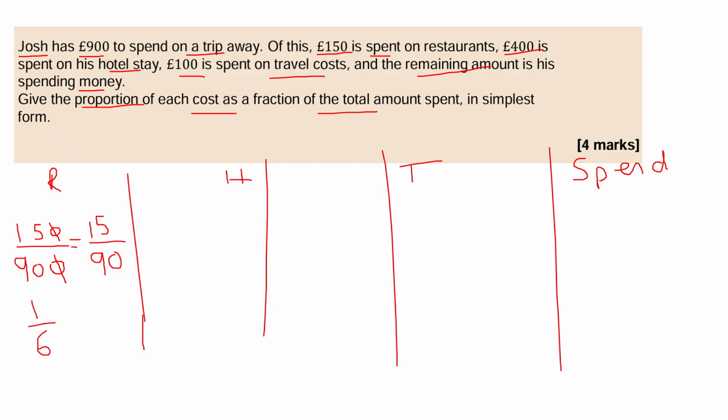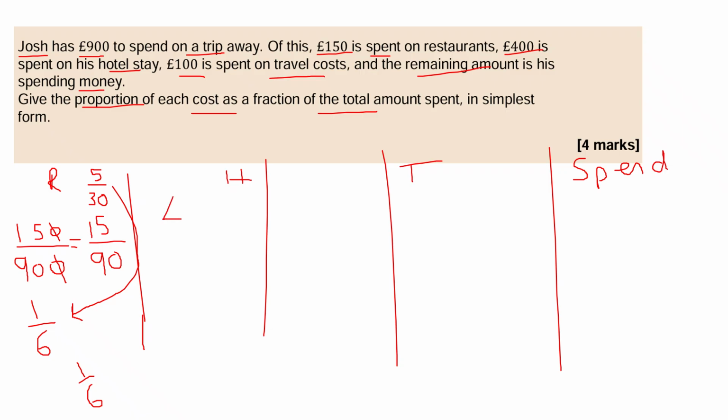Again, if you're unsure, divide it by 3 first, so you get 5/30, and then from there you divide by 5. So he spent 1/6 of his money on restaurants, on food.